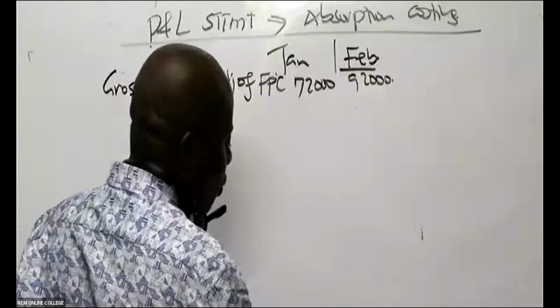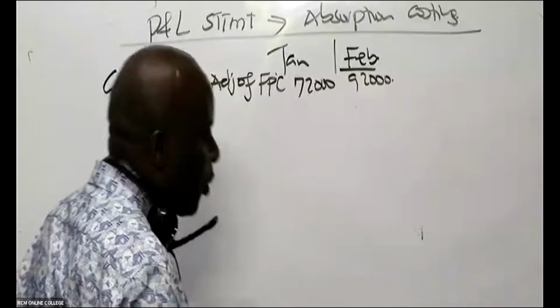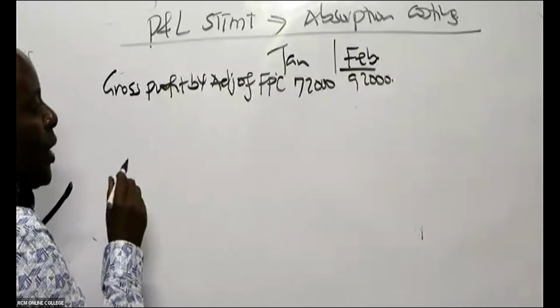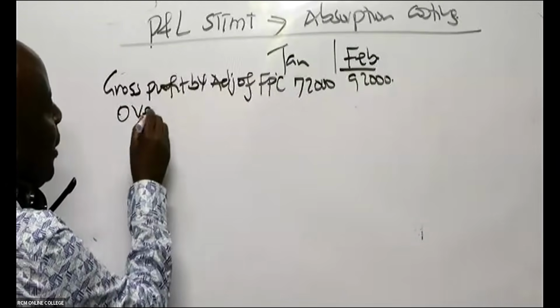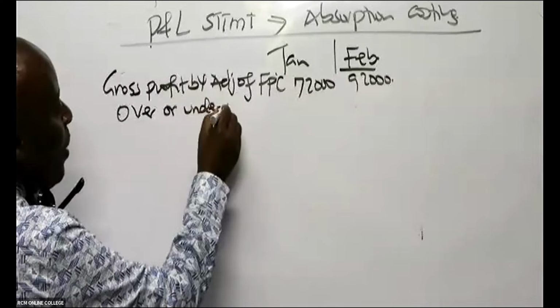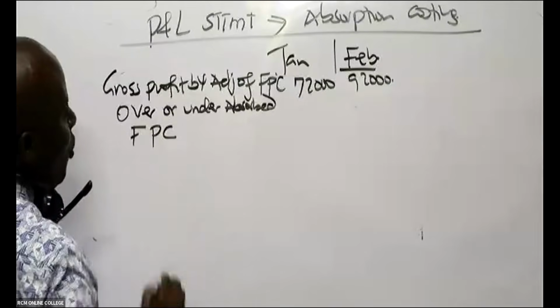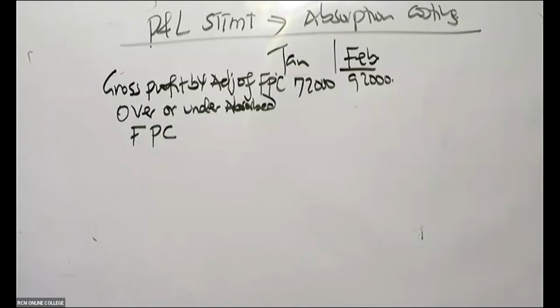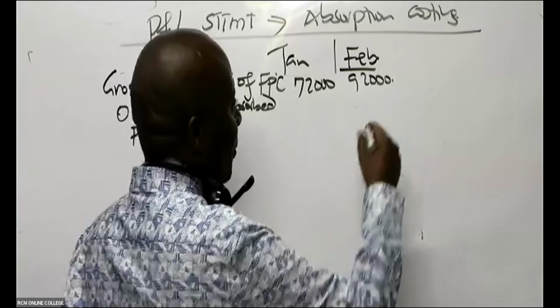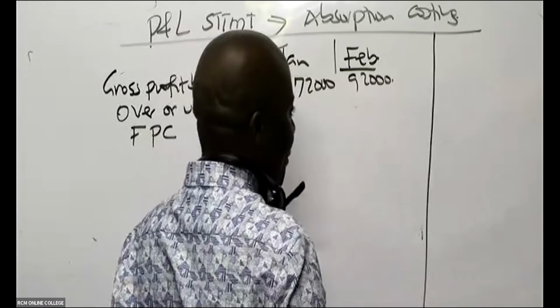Once you have gotten this gross profit before the adjustments, now you need to adjust for the fixed cost, where we'll talk of over or under absorbed fixed production overheads or fixed production costs. We'll just do a very, very small statement by the side.